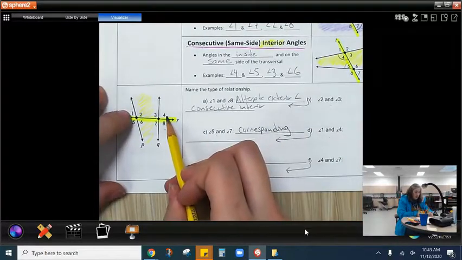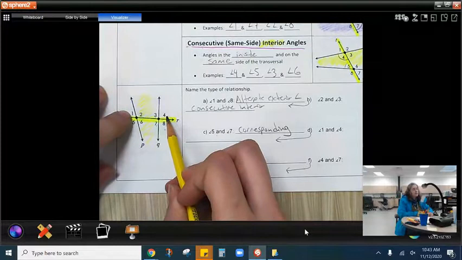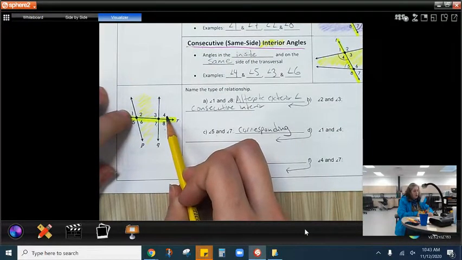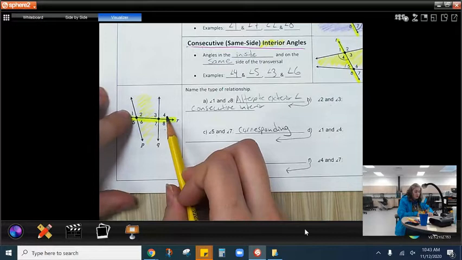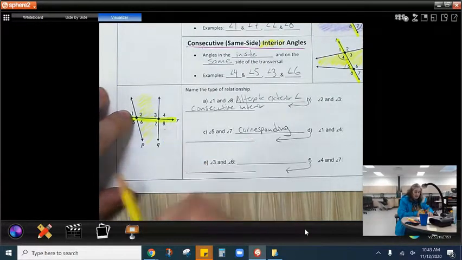Angle 1 and angle 4. Now, this one trips up a lot of students, and here's why. You look at it and go, well, they're on the same side of the transversal, and they're outside, right? They're exterior. So shouldn't they be consecutive exterior angles? It's not a thing, all right?